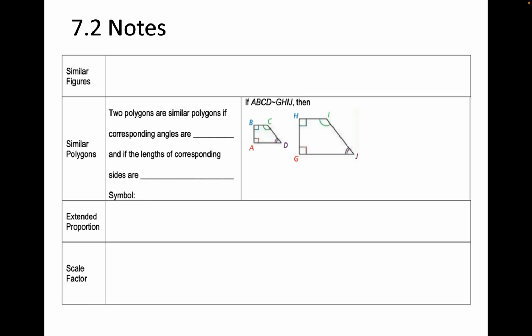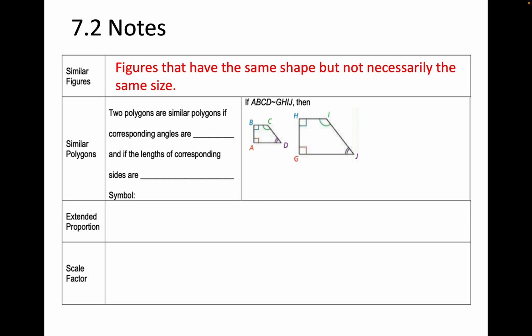All right, let's take some notes here. Similar figures are figures that have the same shape, but not necessarily the same size. And two polygons are similar polygons if the corresponding angles are congruent and the lengths of the corresponding sides are proportional. So the ratio of those sides is going to stay the same.